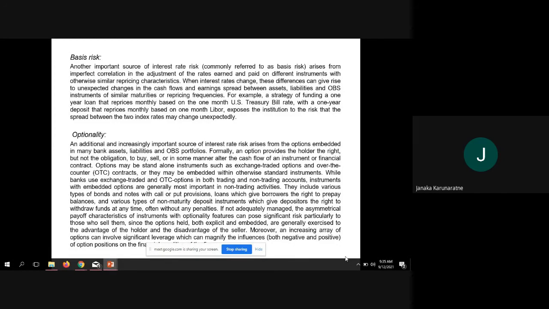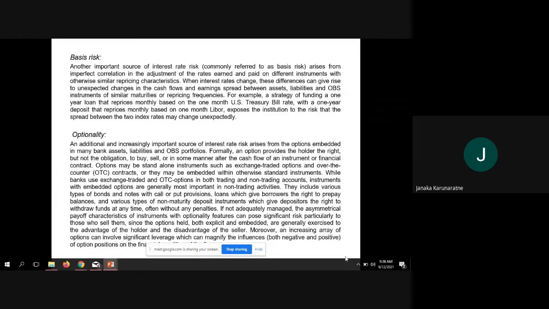Okay. So the final one, optionality. We looked at repricing risk, yield curve risk, basis risk. The final one is optionality. Now what is optionality? An additional and increasingly important source of interest rate risk arises from the options embedded in many bank assets, liabilities, and off-balance sheet portfolios. Formally, an option provides the holder the right, but not an obligation, to buy, sell, or in some manner alter the cash flow of an instrument or financial contract.